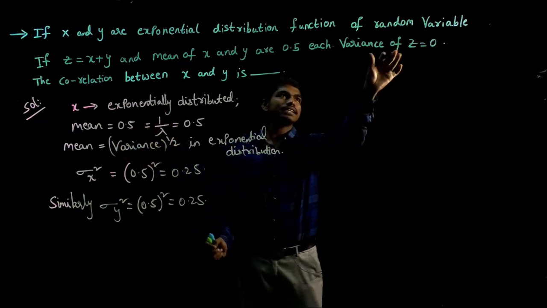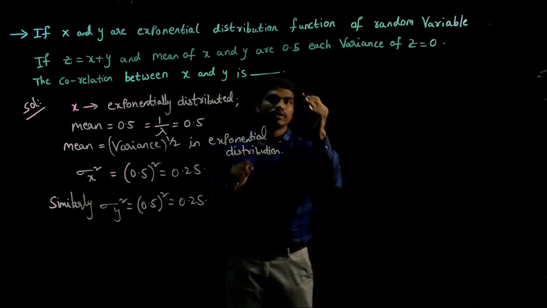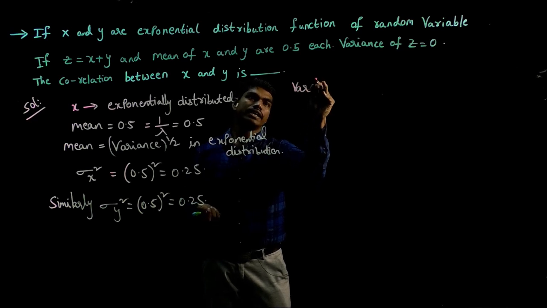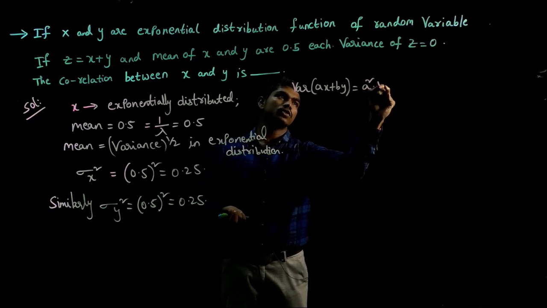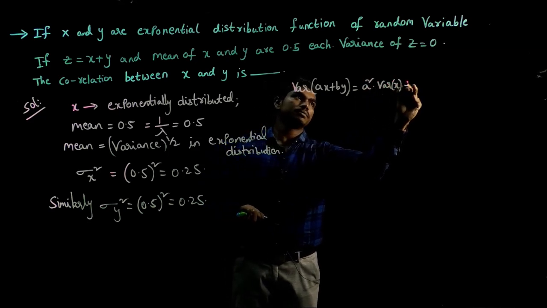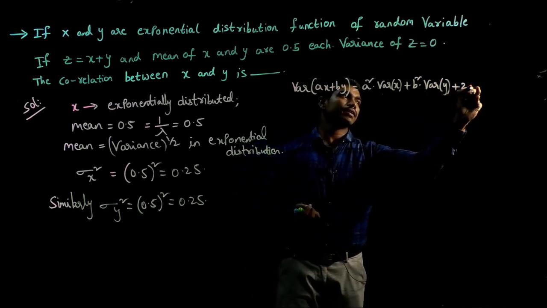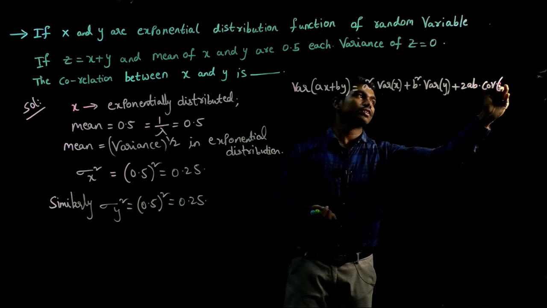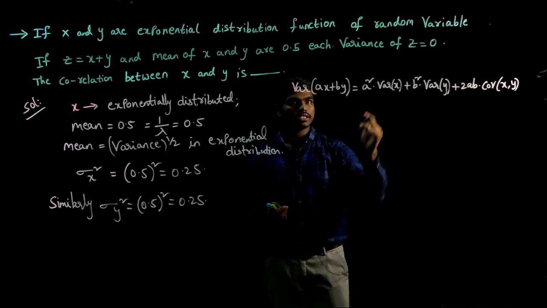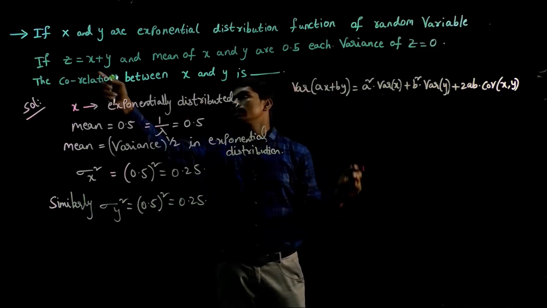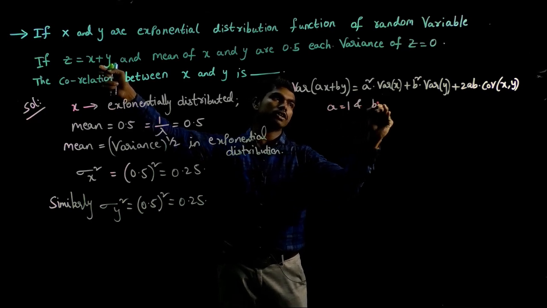If we want to write the variance of z, where z is equal to x plus y, that is the variance of x plus y, we have the formula: variance of ax plus by is equal to a² times variance of x, plus b² times variance of y, plus 2ab times covariance of x comma y. We'll see what this covariance is. Now, in this equation z is equal to x plus y, we have a equal to 1 and b equal to 1.